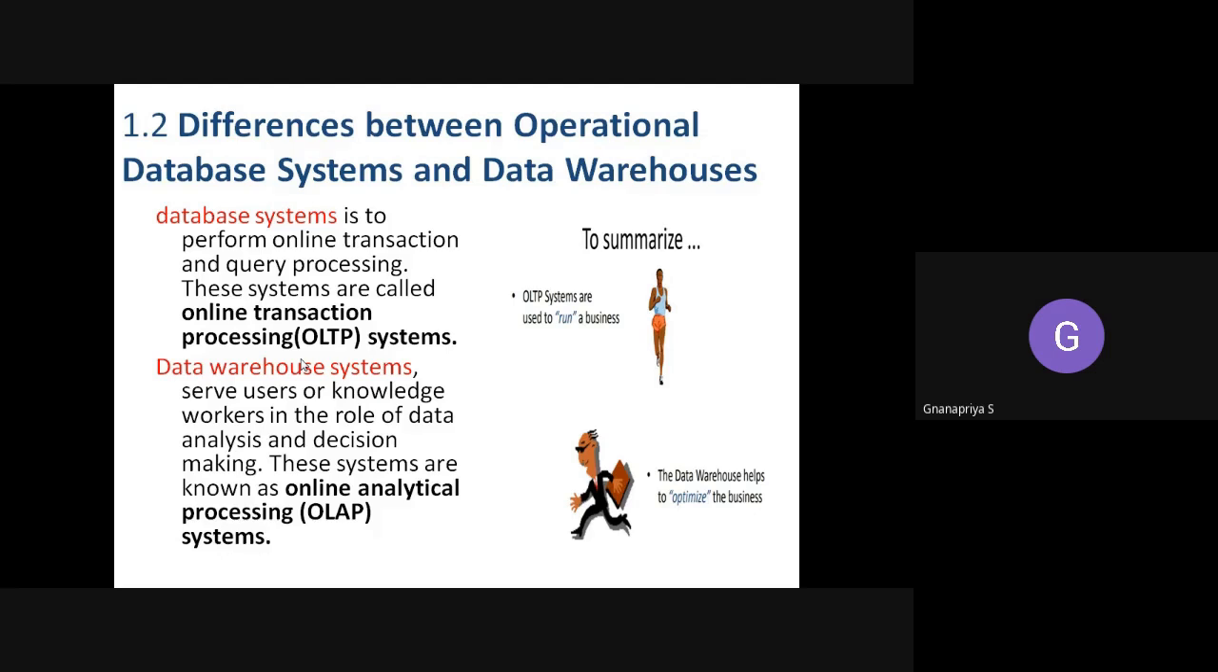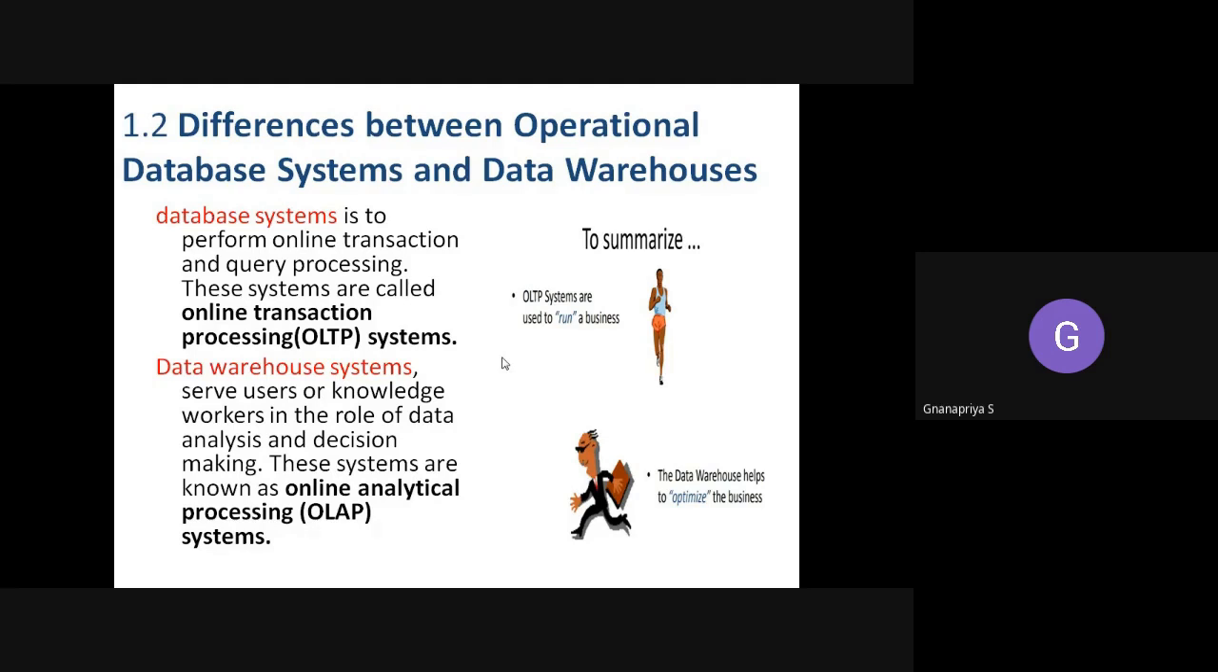So now we are going to see the difference between the database and data warehouse. So database is generally, as we all know, used to perform online transaction and query processing. And database systems are also called online transaction processing systems. So why we call it an online transaction processing system is that it is used to retrieve data and do transactions.